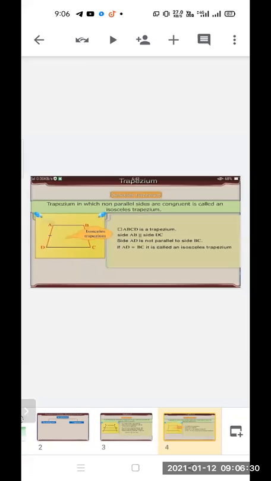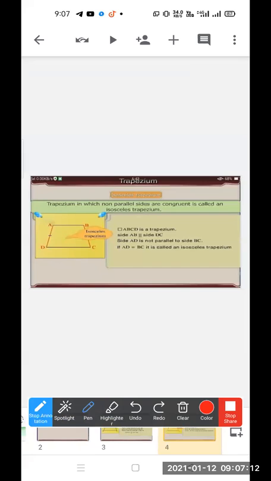Okay. Now in this isosceles trapezium, children, side AB and side DC are called the base sides. The parallel sides are called the base sides, and the non-parallel sides are called the sides. Please remember, in an isosceles trapezium, the sides which are parallel are called the base sides, and the sides which are non-parallel are called the sides of the trapezium. Is it clear?